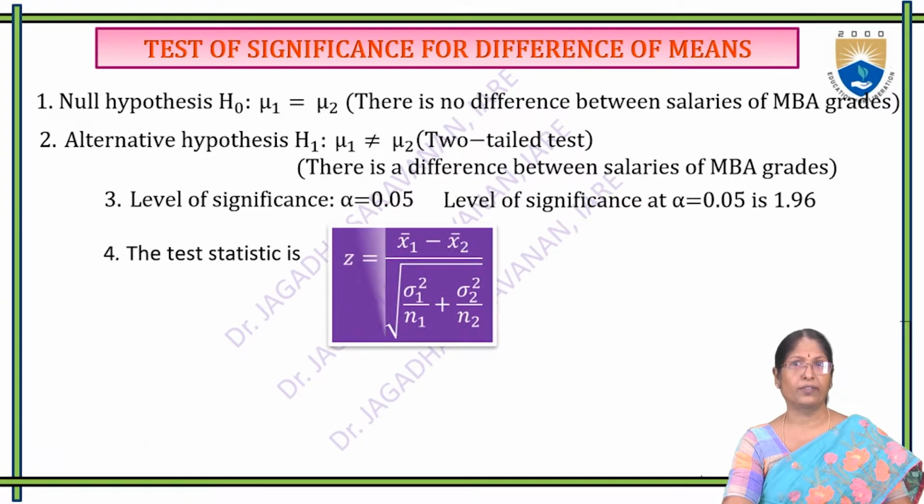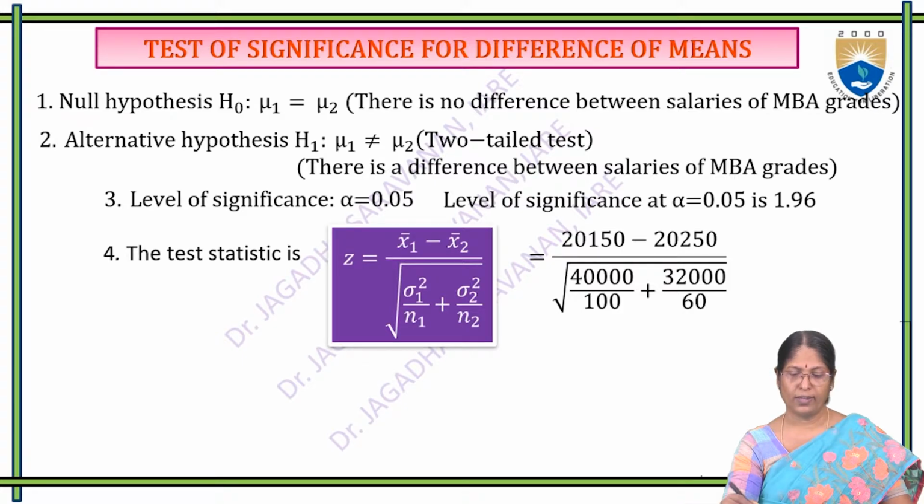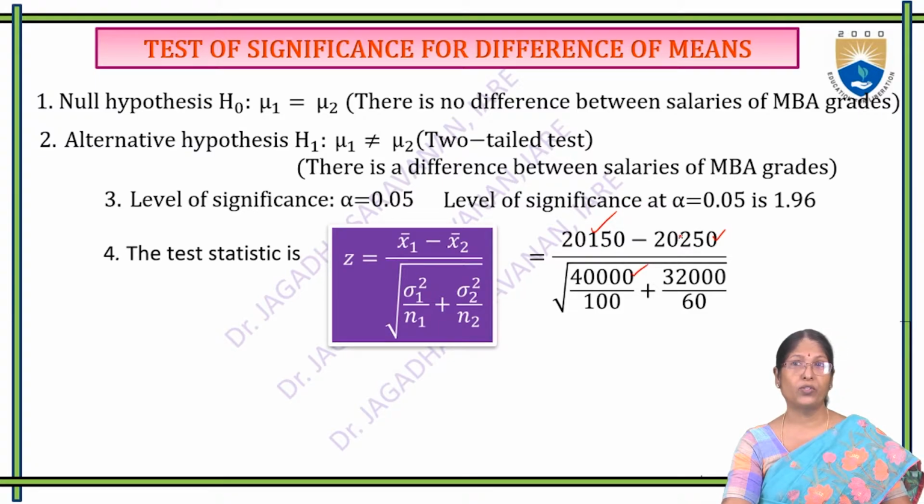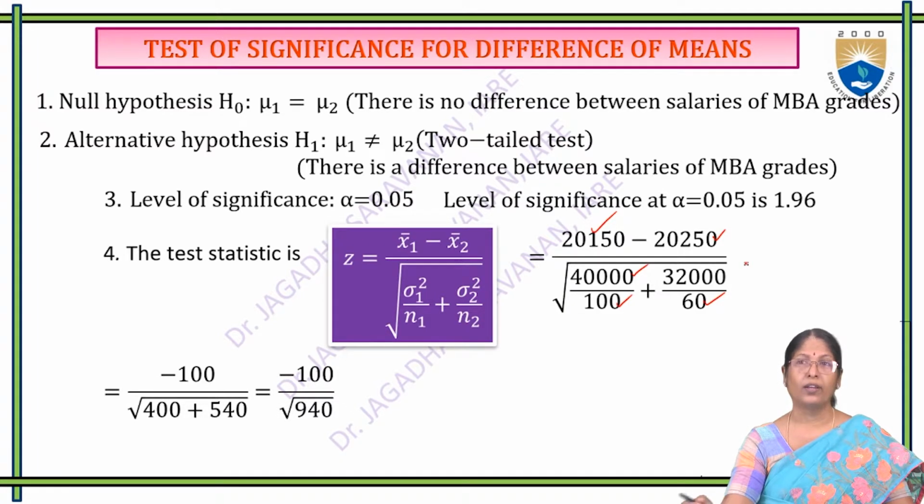The test statistic is Z equal to x1 bar minus x2 bar divided by the square root of sigma 1 square divided by n1 plus sigma 2 square divided by n2. Every data is available. x1 bar is for Mumbai MBA graduates, the sample mean is 20,150, whereas for Chennai the sample mean is 20,250. Sigma 1 square is the variance of the first population. n1 is 100 samples taken from Mumbai, and 60 are selected from Chennai. So we did the calculation.